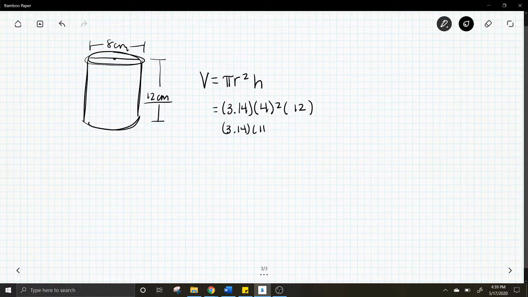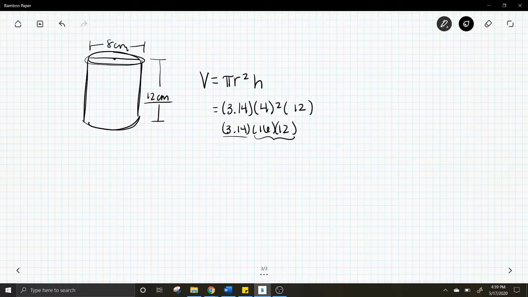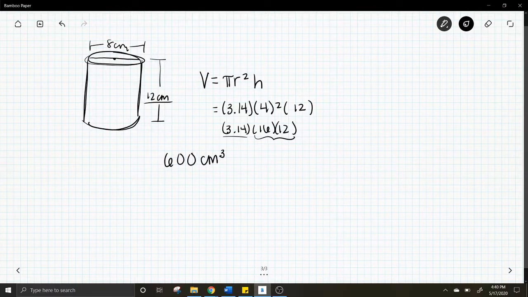4 squared is 16. And remember, with multiplication, you can do it in any order. So you can multiply 12 by 16 and then multiply that by 3.14. Or you can just go across from left to right. And so your answer, it says round your answer to the nearest 100 cubic centimeters. So you would get 600 centimeters cubed or cubic centimeters.